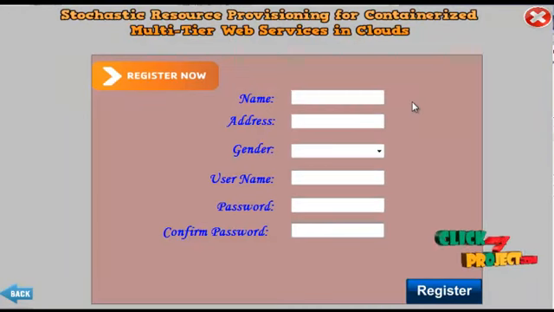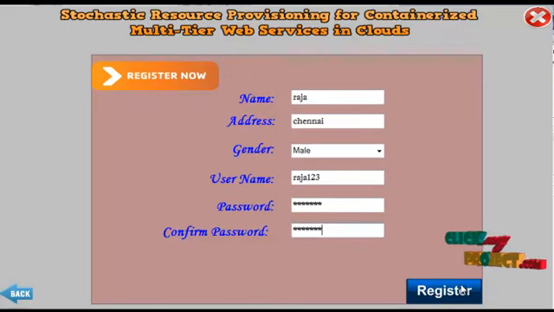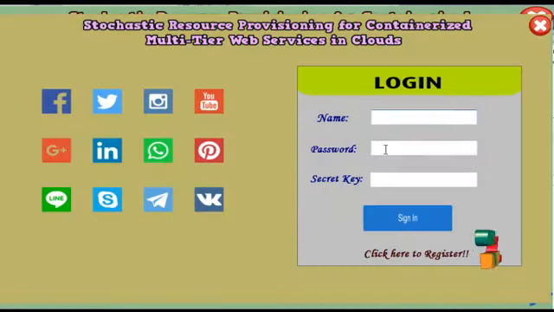Enter name, address, gender, username, password, and confirm password here. You have to register with these attributes. Let me give an example. You can see that I filled in this page, and after that we click this register button. Then you are authorized to go to the login page. Click this. Now the distributed admin logs in with name, password, and secret key.